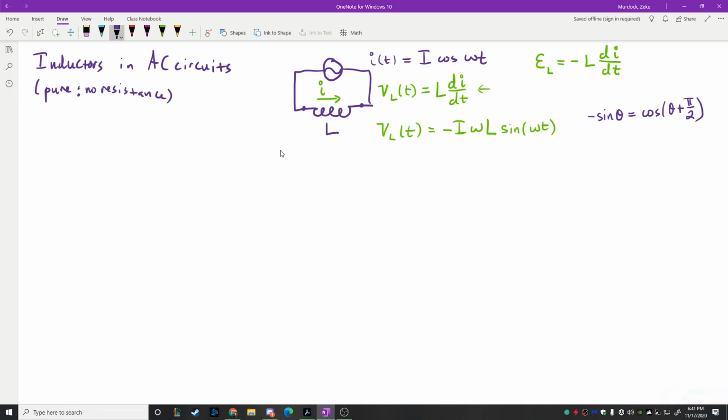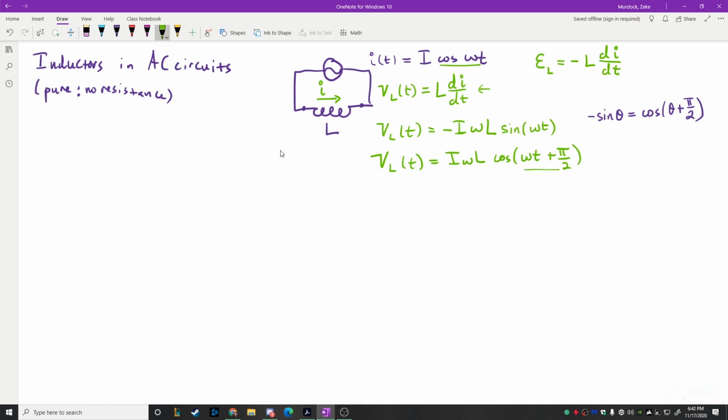But regardless, okay, so when we change that around, then we get that the voltage across our inductor as a function of time is going to be equal to I omega L multiplied by the cosine of omega t, and then we need to add a pi over 2 like that. Now, what that means in terms of what that's going to look like on a phasor diagram is that the current is just cosine omega t, but the voltage is cosine omega t plus pi over 2.